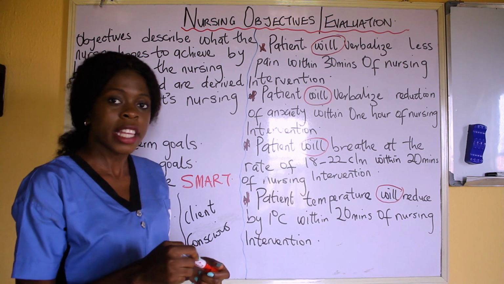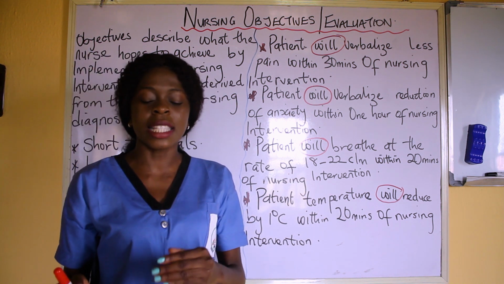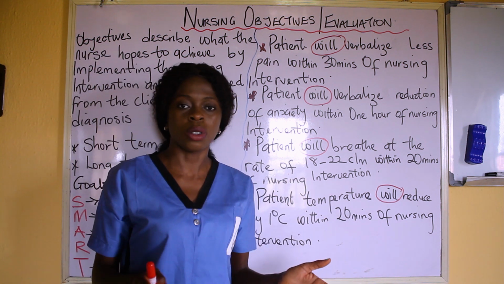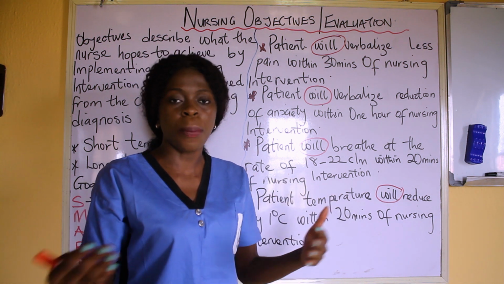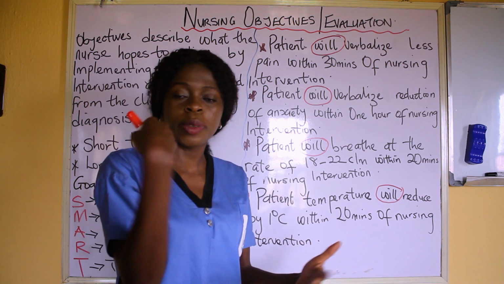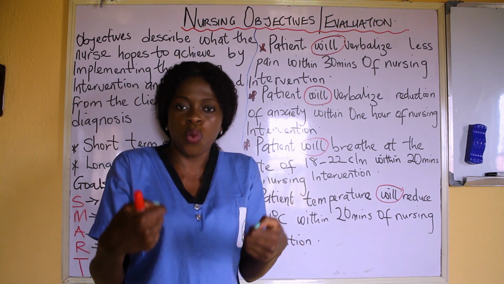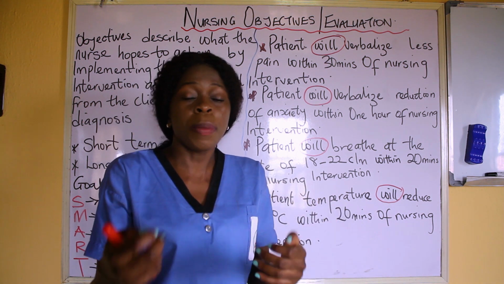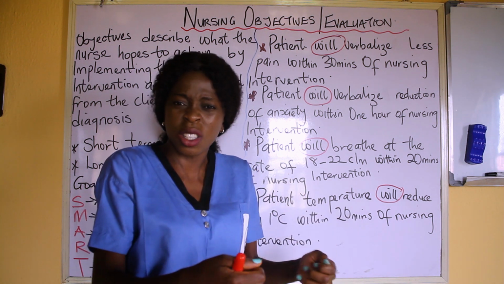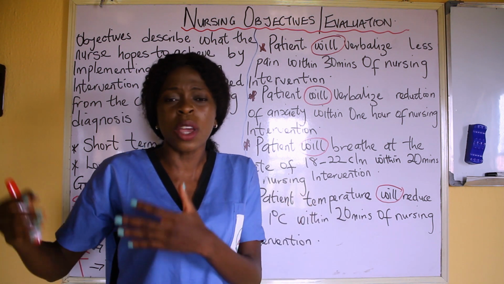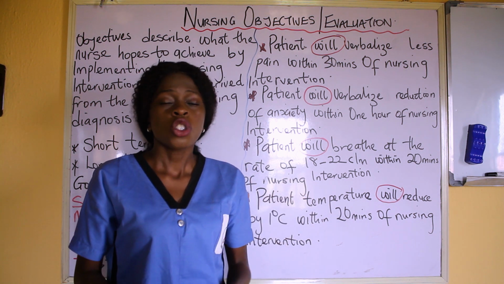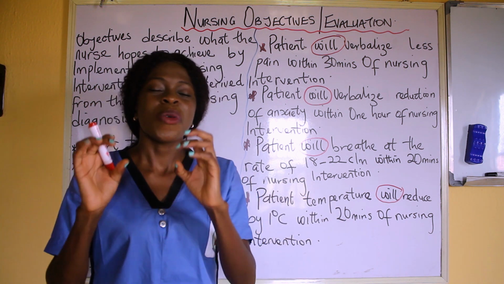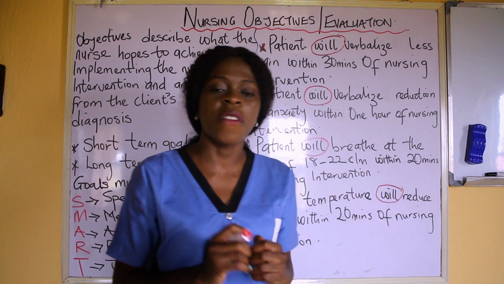So in exam condition, when you write the objective, the next thing that should come to your mind is what? Evaluation. If you have a patient with imbalanced nutrition, less than body requirement, your objective should be that my patient will gain weight, maybe 1 kg, maybe 2 kg, or a few kgs within a period, within a week, within 2 weeks of nursing intervention. So whenever you know your objective, writing your evaluation is very easy.